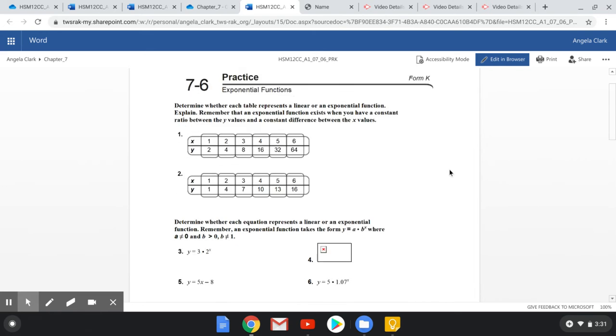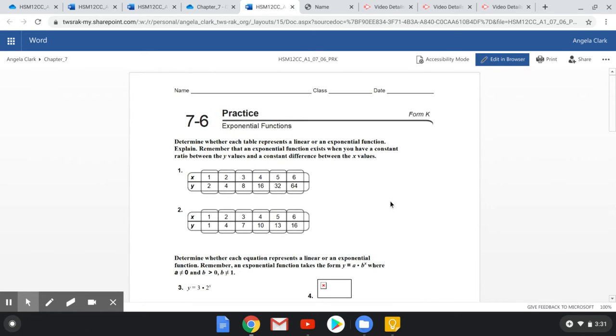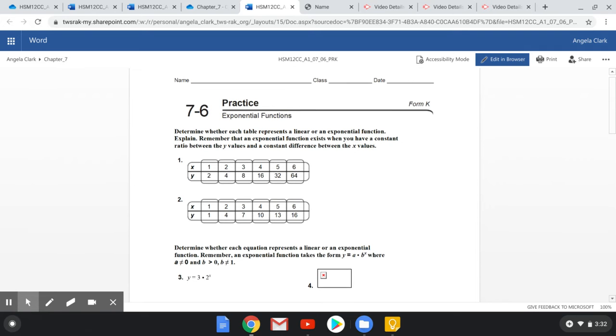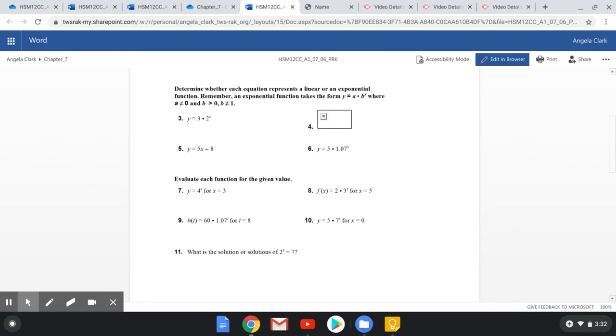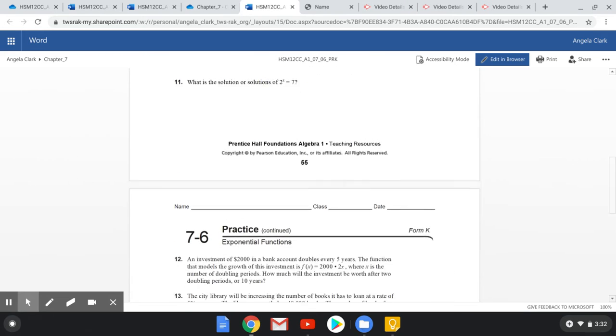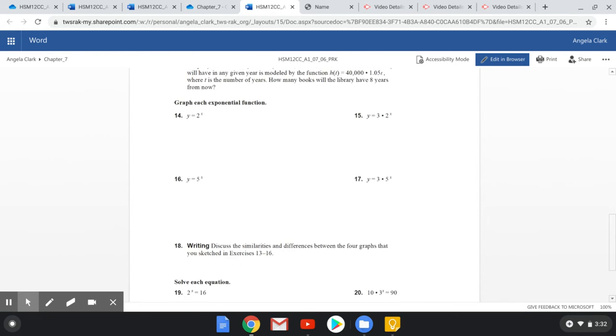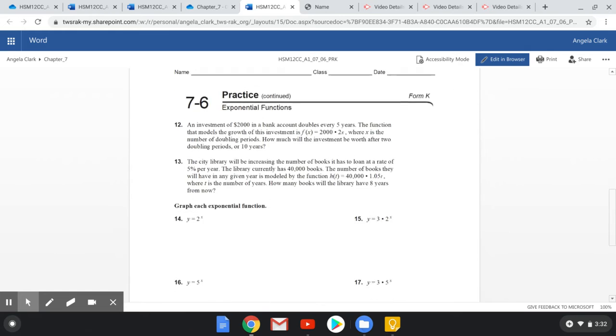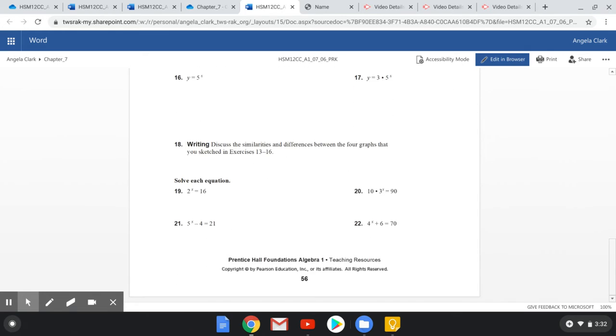All right, this is the 7-6 homework sheet that is posted on Edmodo. You're responsible for doing the odds as always, but I wanted to talk about, we've talked through all these types of problems in previous videos, except for these. So I wanted to talk about solving exponential equations. So I'm going to do numbers 20 and 22, and you'll be responsible for 19 and 21.